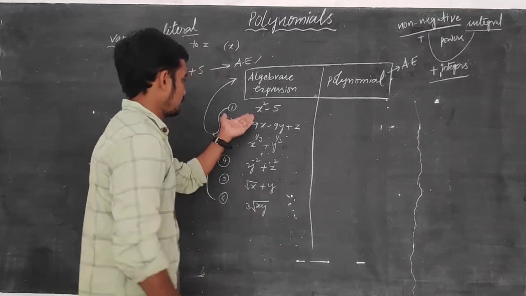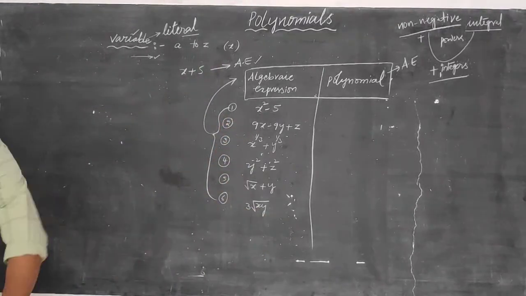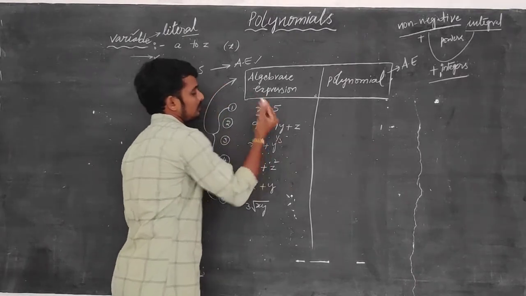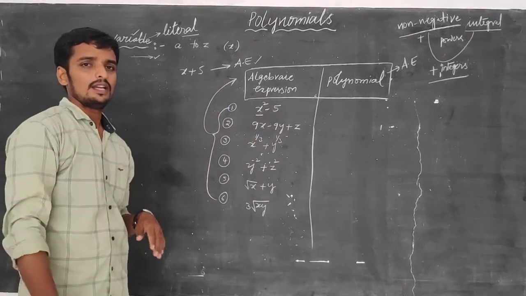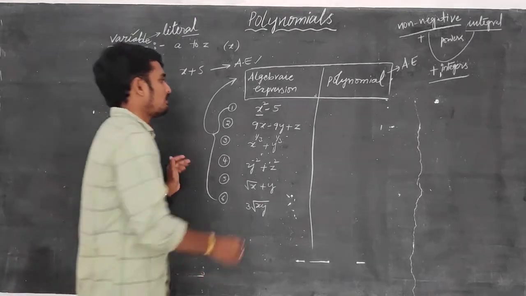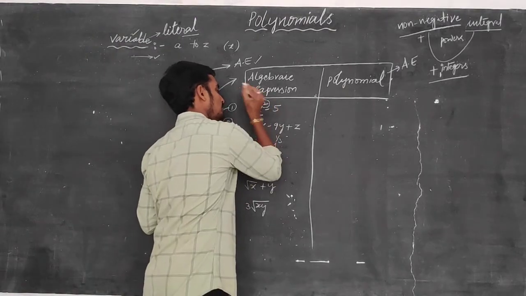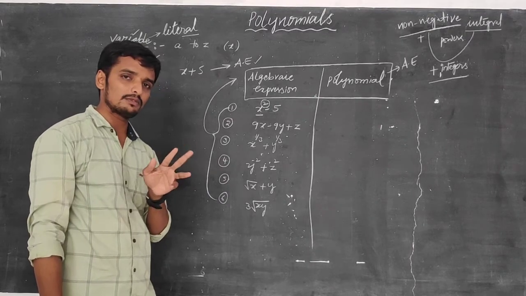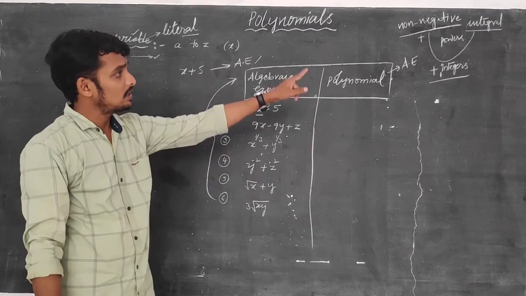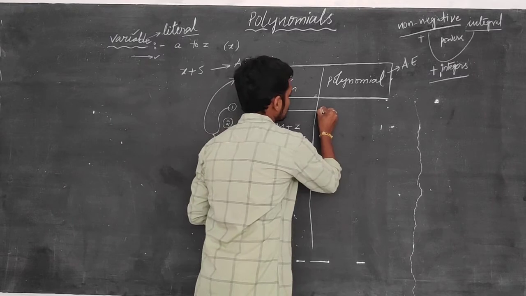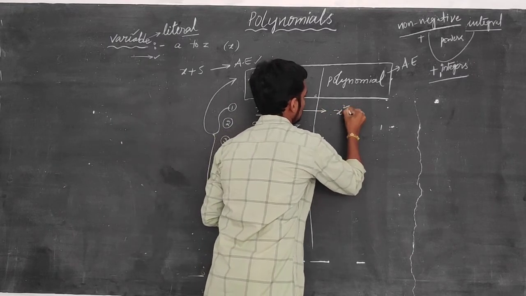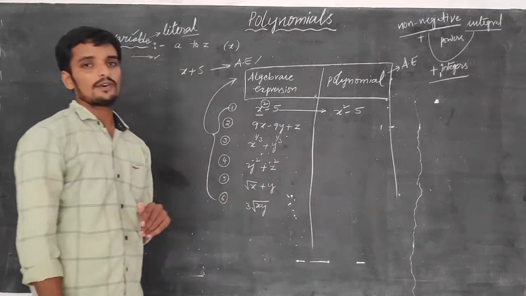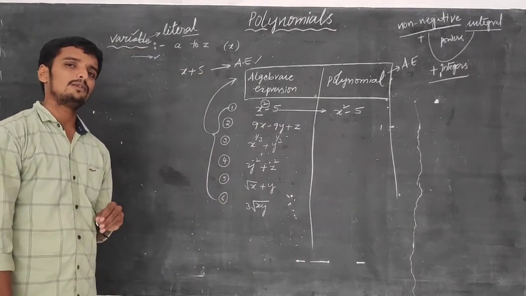So for example, the first one. We can understand it now. In this example, x is a variable. This variable has the power 2. Is it positive or negative? Yes, it is positive. Then x square minus 5 is also a polynomial.